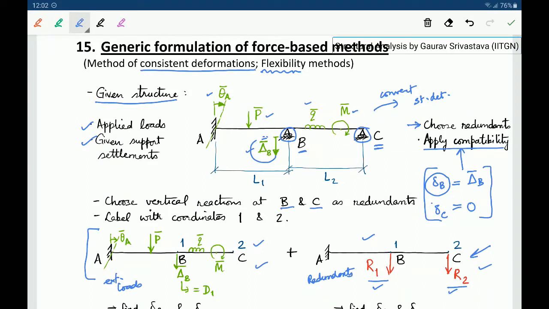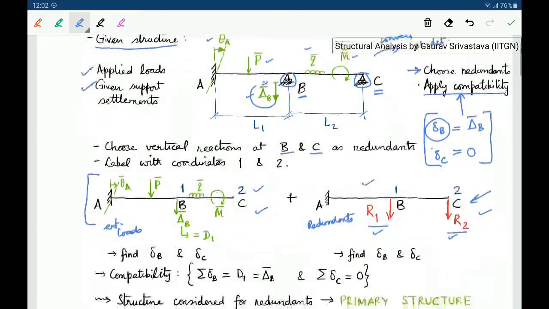Once we have found R1 and R2, we are able to do the other things. For example, we can draw the bending moment or shear force diagram. We can find shear force, deflections, slope, rotations, etc. at any point along the beam. Then we are able to just use the static analysis or the use of equilibrium equations directly.